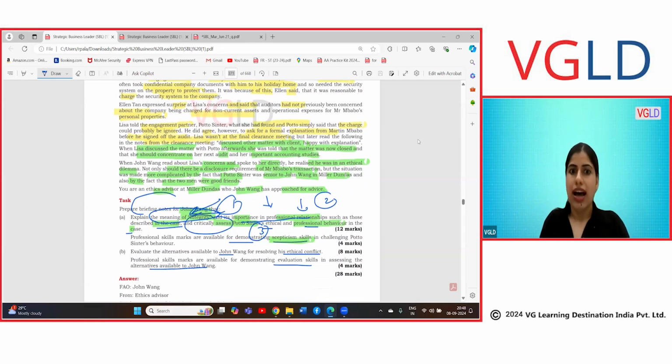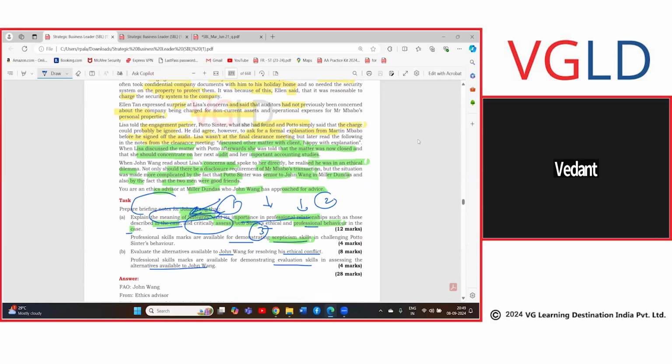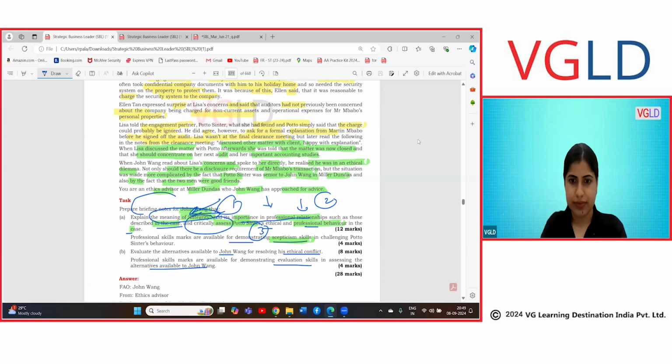Now, evaluate the alternatives available to JW for resolving the ethical conflicts. Yes. There should be proper disclosure of the treatment of the asset. We should confirm from them why they have not disclosed it, and a proper disclosure should be made. Okay.